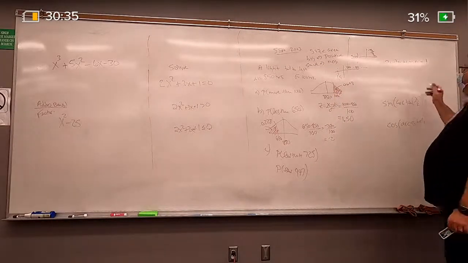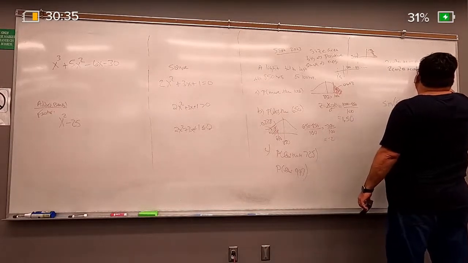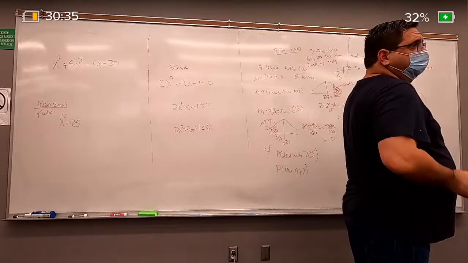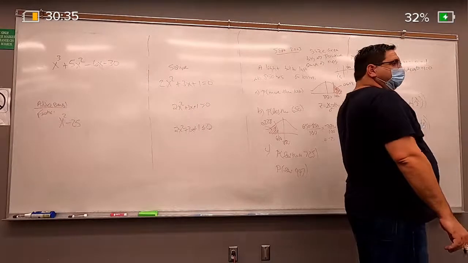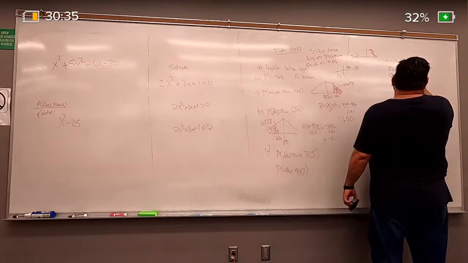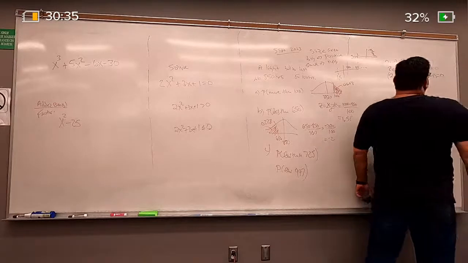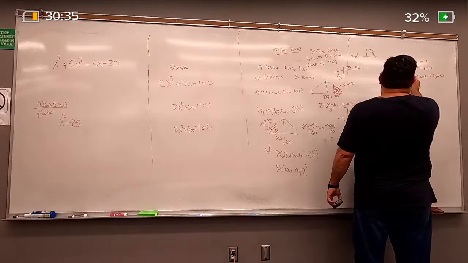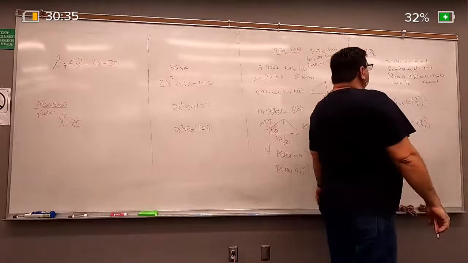2 cosine squared plus cosine equals 1 means 2 cosine squared theta plus cosine theta minus 1 is equal to 0. Didn't we already do it? We haven't done that one. Oh, it's close. 2 cosine theta minus 1, cosine theta plus 1 is equal to 0. Cosine theta is equal to 1/2. Cosine theta is equal to negative 1.